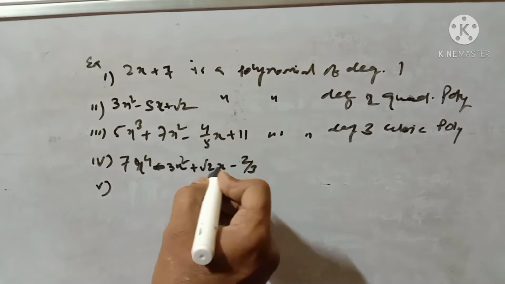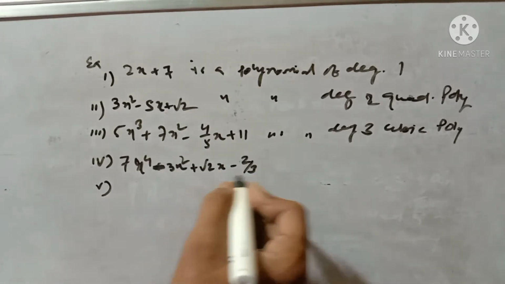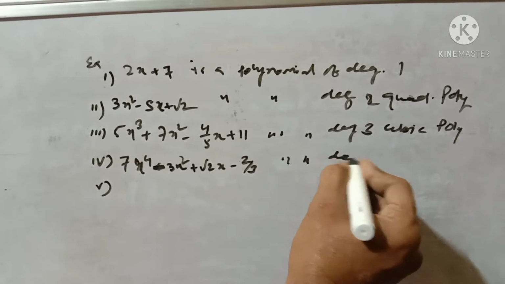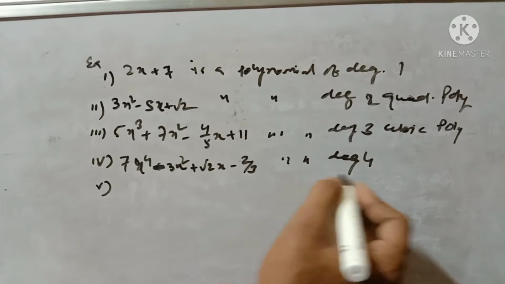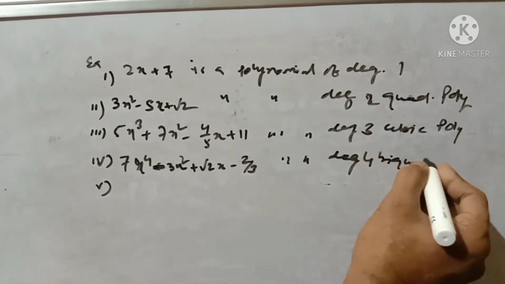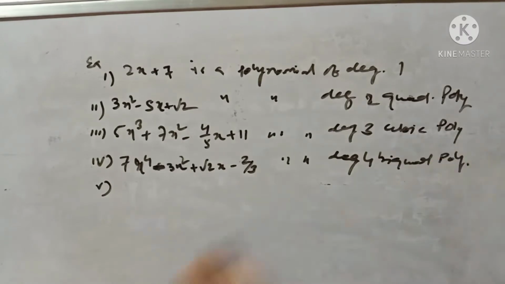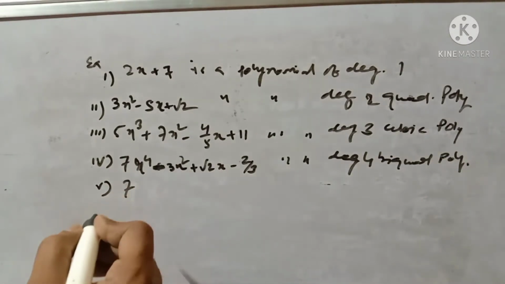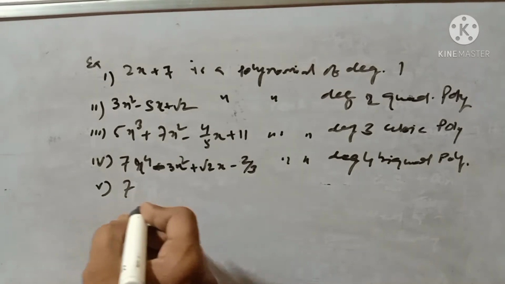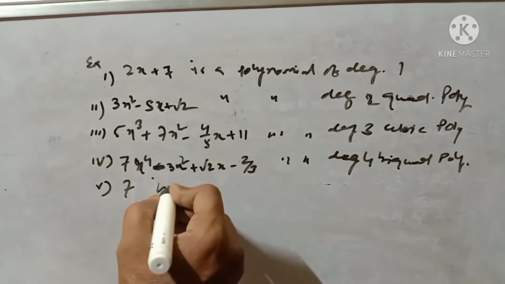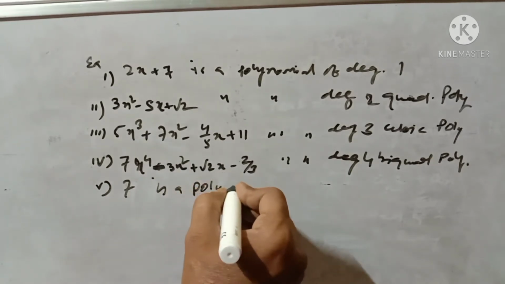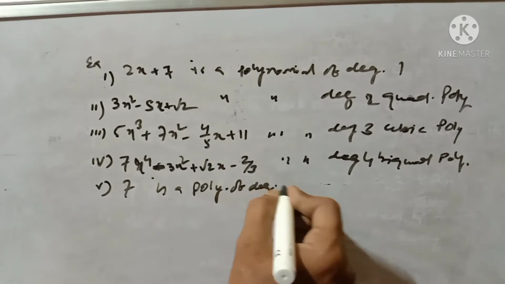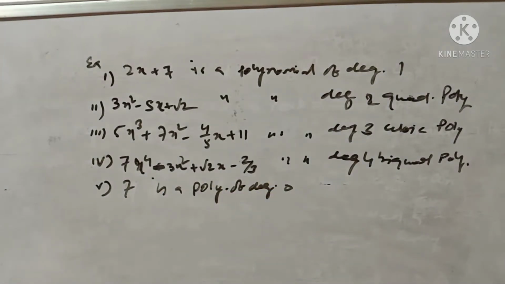And 7x to the power 4 minus 3x square plus root 2 x minus 2 by 3 is called degree 4, a biquadratic polynomial. And 7, where there is no variable, is a constant polynomial, a polynomial of degree 0. Now we have to discuss the factor theorem and the remainder theorem.